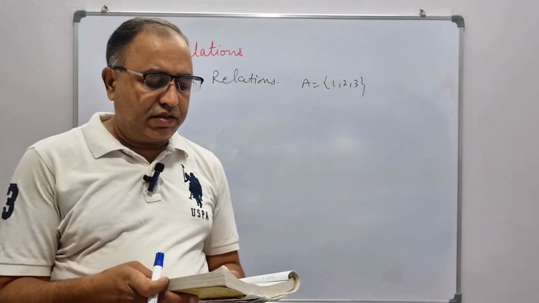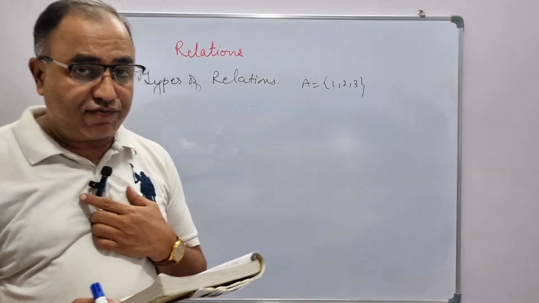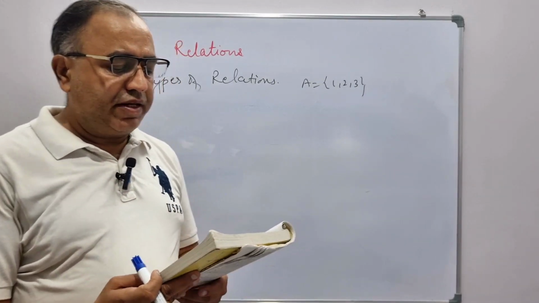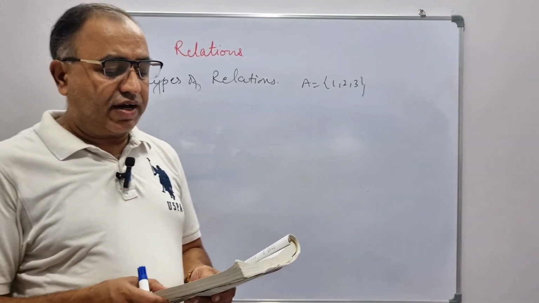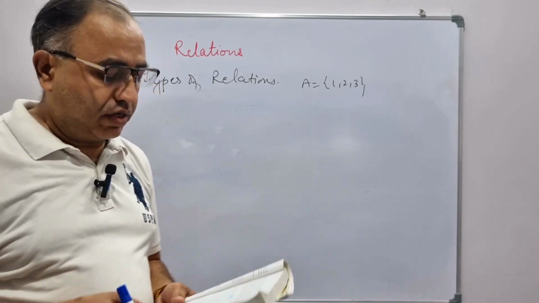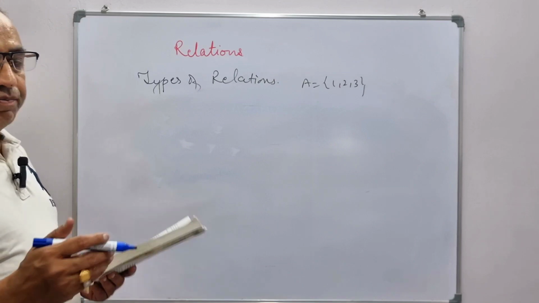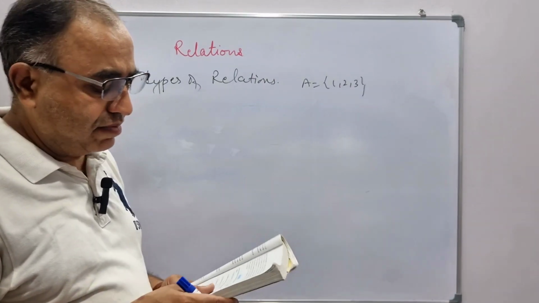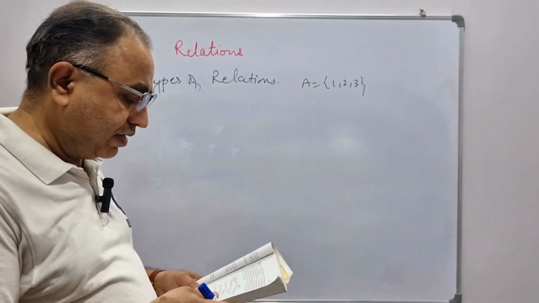In the exercise, there are varieties of questions. Exercise 1.1: determine whether each of the following relations is reflexive, symmetric and transitive. You have to check whether or not, yes or no. If it is, then prove. If it is not, then justify. Justify means through one example you can justify it simply.